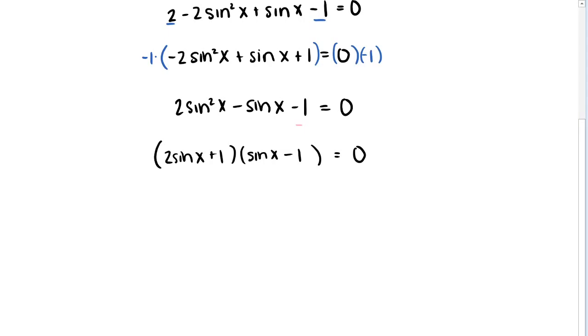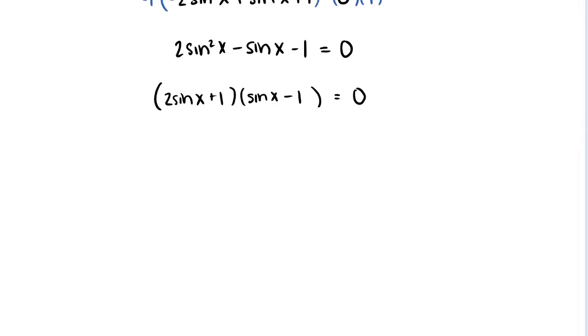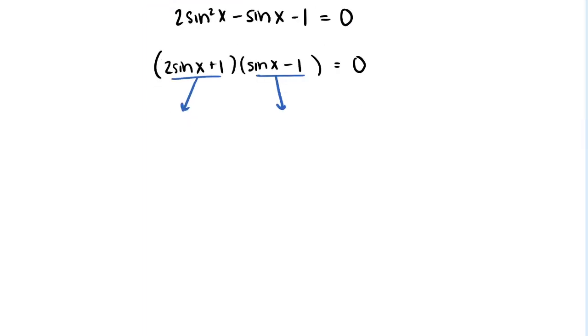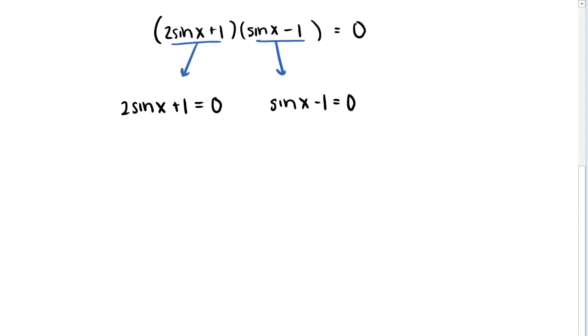And now, to solve this equation, we just have to ask ourselves when the factors themselves are equal to 0. Right? If we have two quantities multiplied to 0, well, that's only going to be true when either of the things you're multiplying together are 0 themselves. And so here we have 2 sine of x plus 1. When that is equal to 0, we get a solution to this equation. And when sine of x minus 1 is equal to 0, when that's true, we get a solution to this equation.